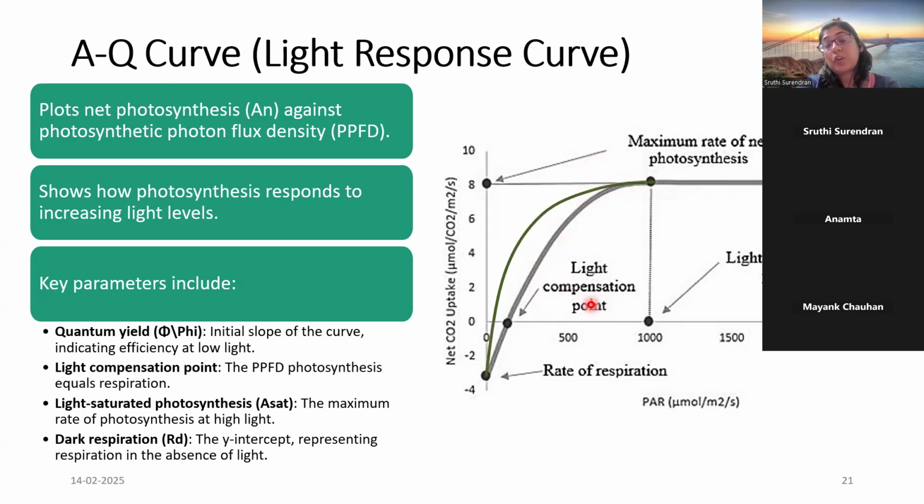the maximum quantum yield. That is, if you see a curve that has a higher slope compared to a curve with a lower slope, the amount of net carbon dioxide uptake happening is more, whereas here it is less. So basically, it is the light use efficiency of a leaf or a plant. The information regarding that you will get from the sloping portion.